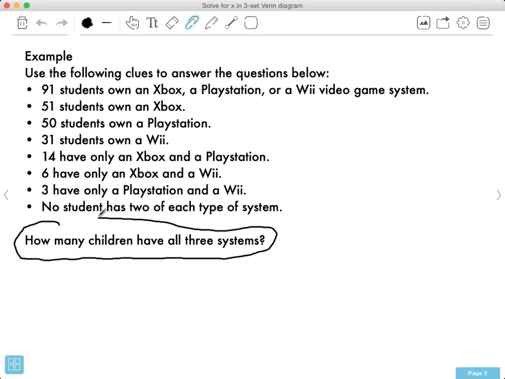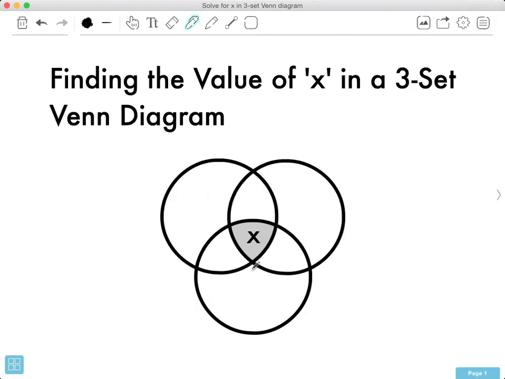How many children have all three systems? In this question, we're talking about video game systems. They're talking about three different sets, in this case, three different video game systems, and they want to know how many children have all three of them, which is this group right in the center overlap that belongs to each of the three different sets.